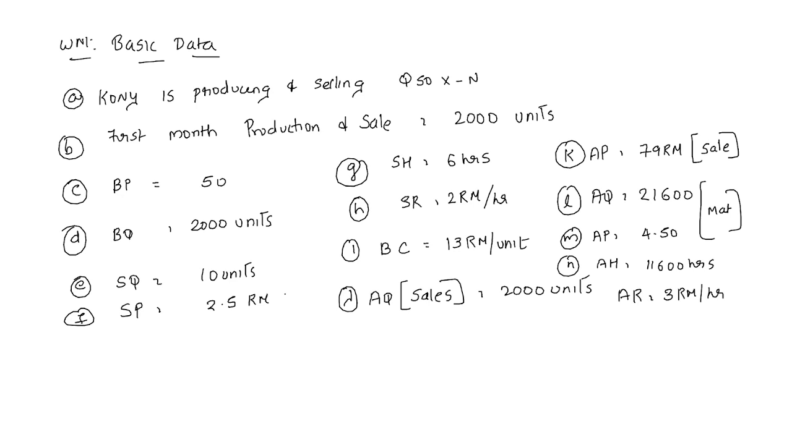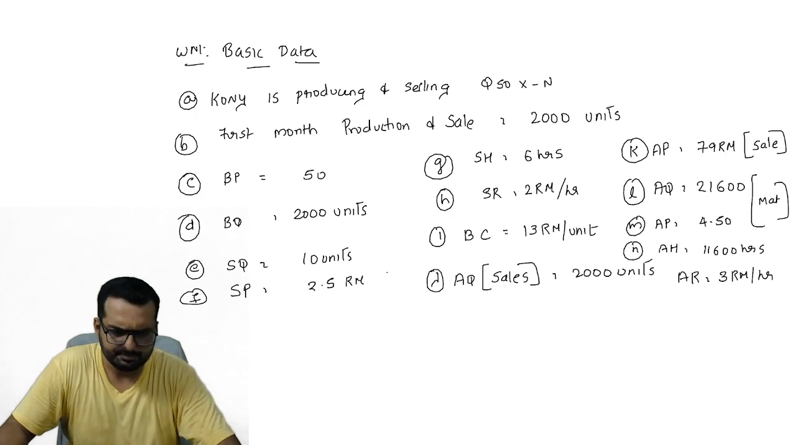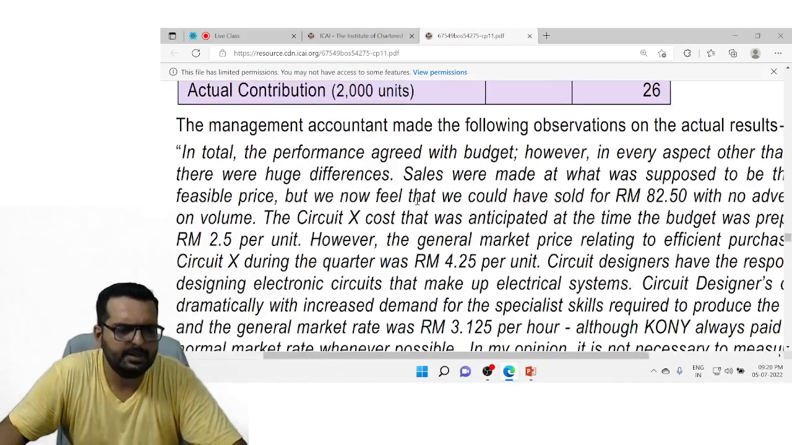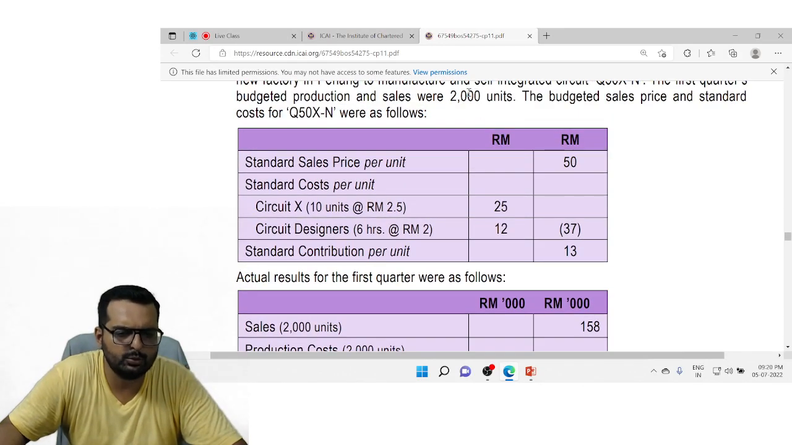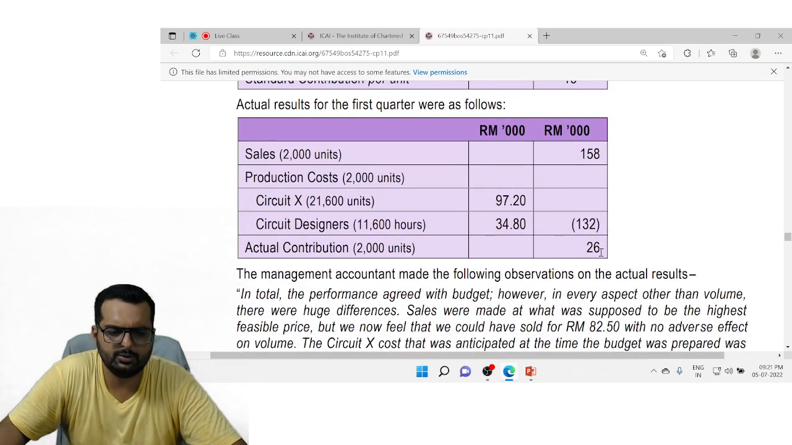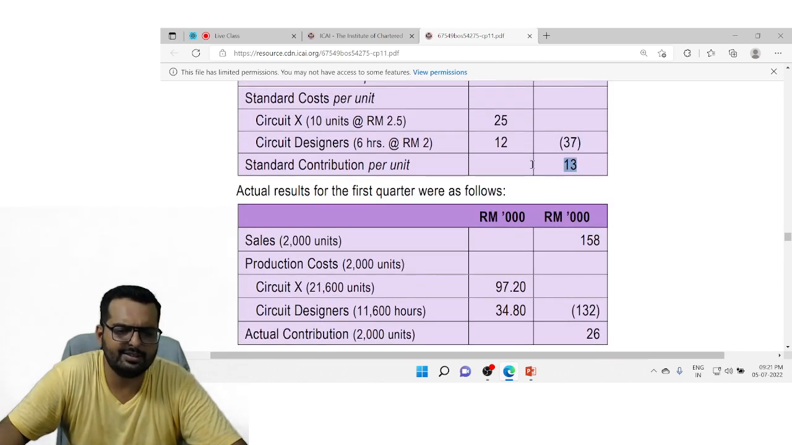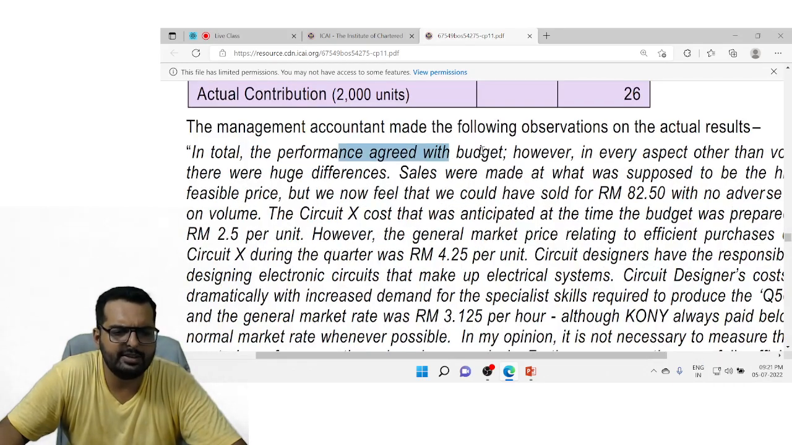I believe everybody is done writing this. Now let me go to the next part. Let's read through the down part. In total, the standard contribution was 13, that too for 2000 units. Take your calculator and tell me what is 2000 into 13. 26,000. What's the actual contribution that they have got? 26,000. So actual and budget is ideally the same. Everybody clear? Down they have told in total the performance agreed with the budget.